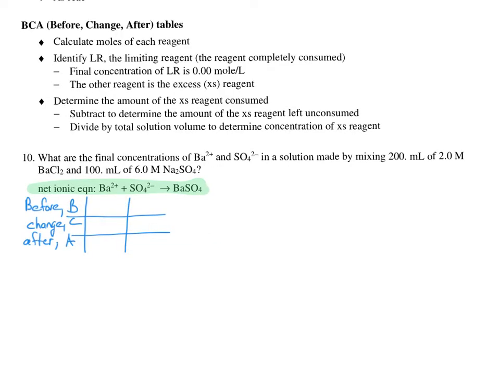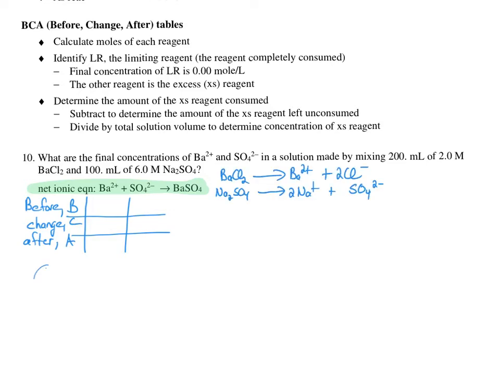And a BCA table is essentially a means of keeping track of things. It's just a tool. Now, in each of these locations, you would be putting the number of moles of barium before, the amount by which barium 2+ changes, and how much is left after the reaction is complete. The same is true for the sulfate. We want to calculate the initial number of moles of each of these reagents, which are these two ions, barium and sulfate.